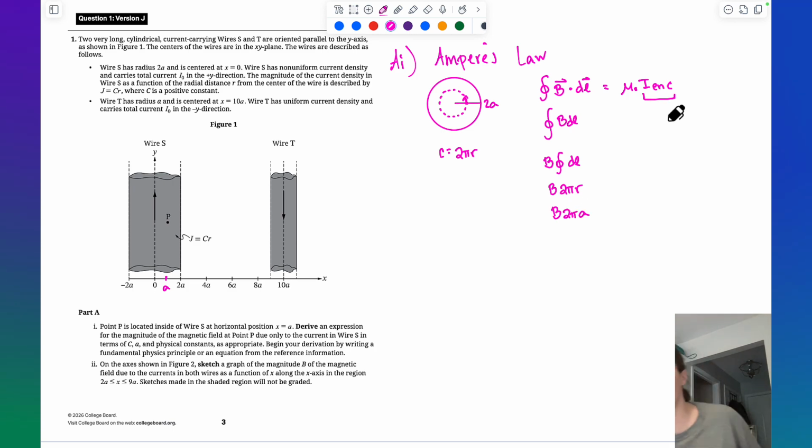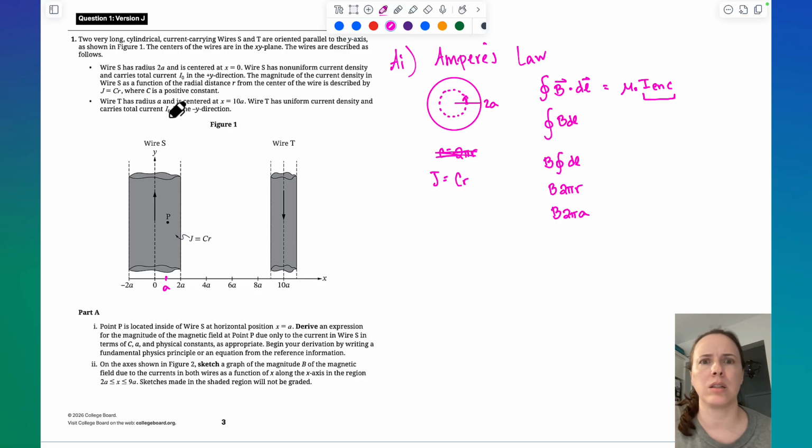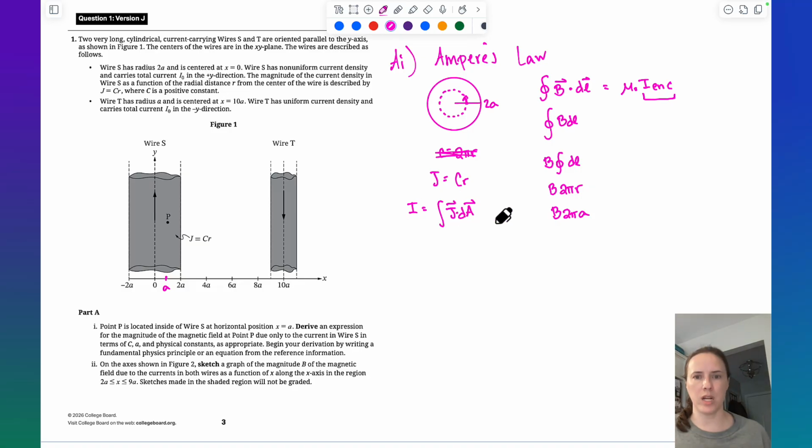On the right side, the I enclosed is what's going to be tricky because we have a non-uniform current density. We know that our current density goes like a constant times r. I'm going to erase this part just so we don't confuse circumference with that constant C. So current density goes like Cr. If you remember, current goes like the integral of J dA, but that's actually a dot product. So the integral of J dot dA.